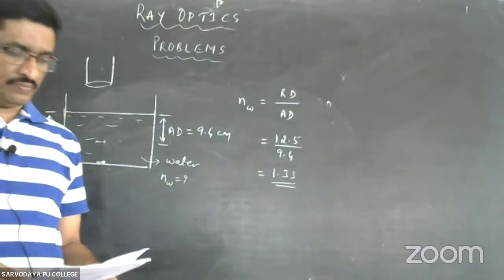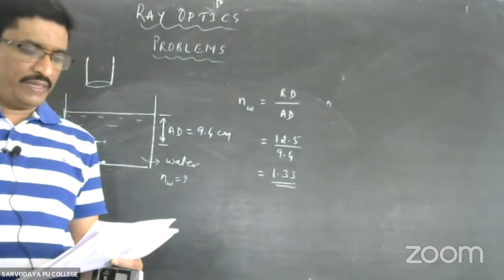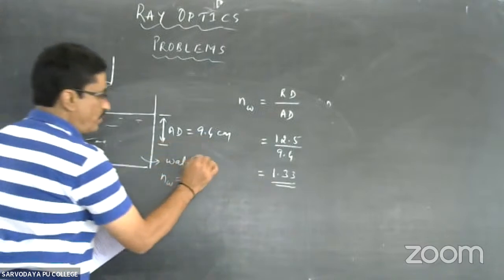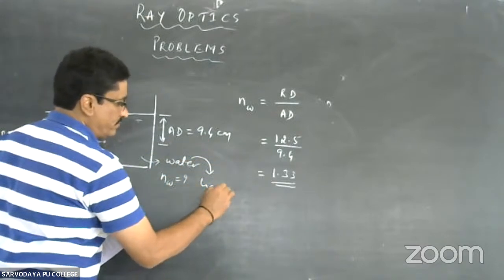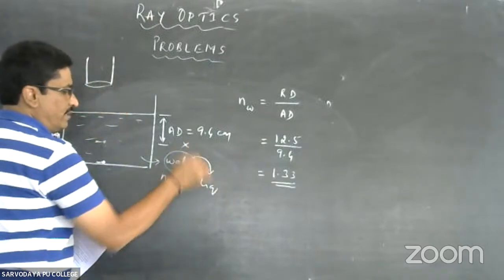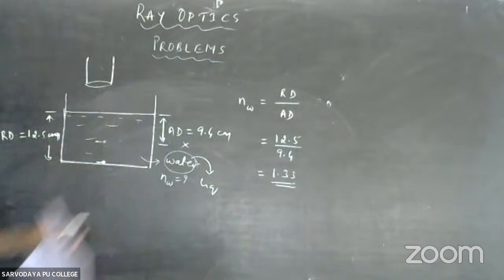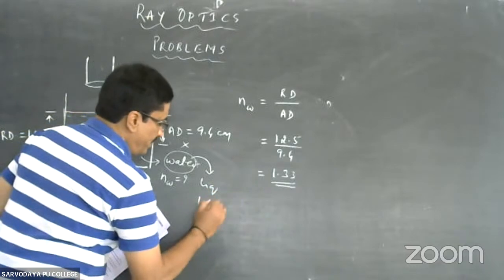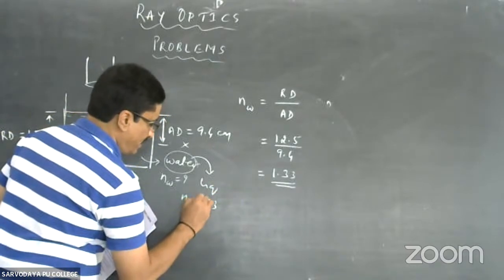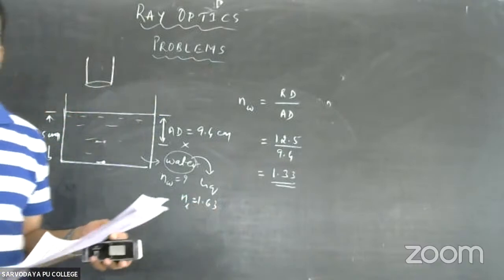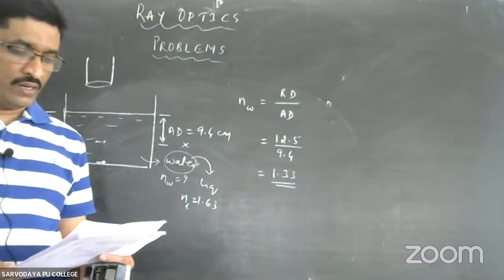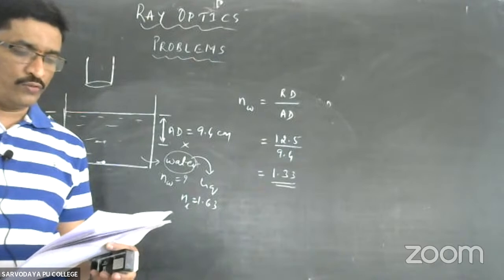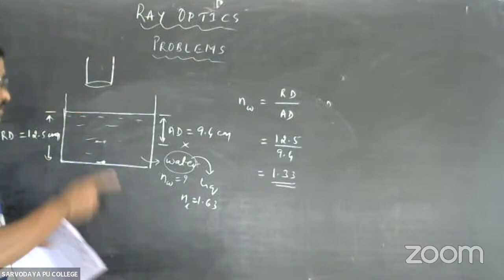The second part is there in the problem. If water is replaced by a liquid of refractive index 1.63, after this water has been replaced by liquid, liquid has been filled here. And this liquid is having refractive index 1.63. What actually we have been asked is, by what distance would the microscope have to be moved to focus on the needle again?